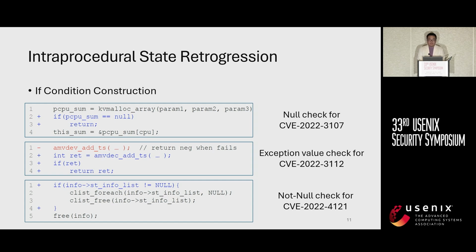By analyzing all the NPD CVE records, we find that the if condition construction can be divided into null check, exception value check, and non-check. The key is to analyze the return value of the calling function at the null position. For example, the failed memory allocation of kvmalloc_array will return a null pointer to cpu_sum, and the dereferencing causes an NPD error. To fix this, we can check whether cpu_sum is null and return directly without any value, considering its void function type.